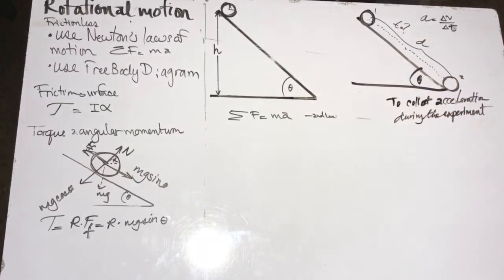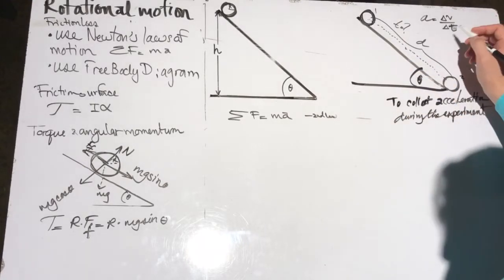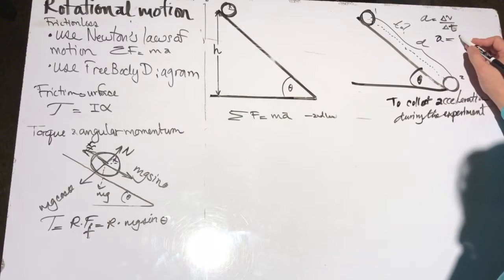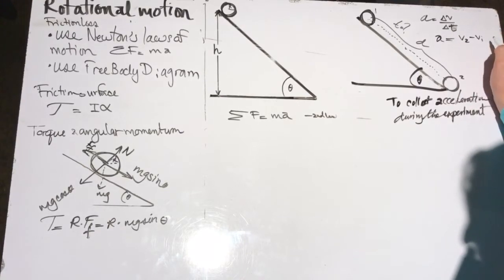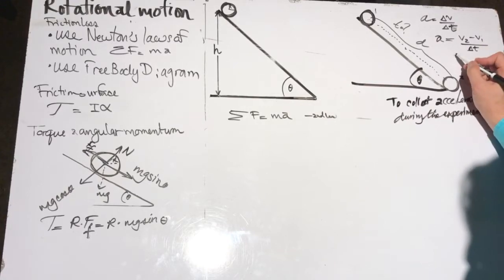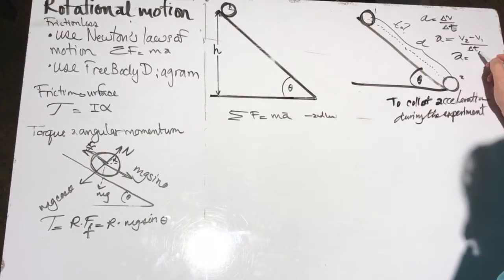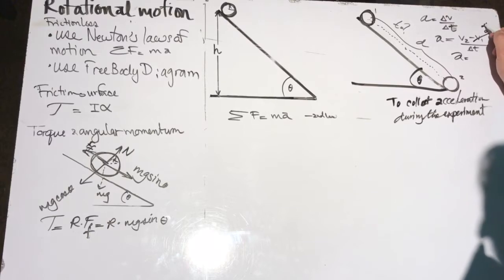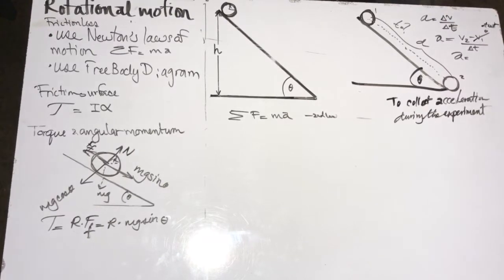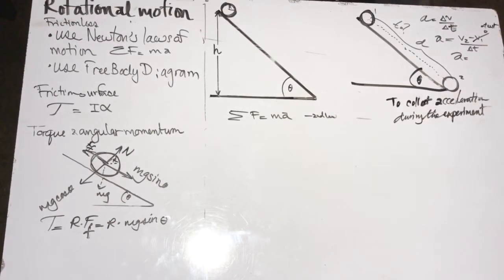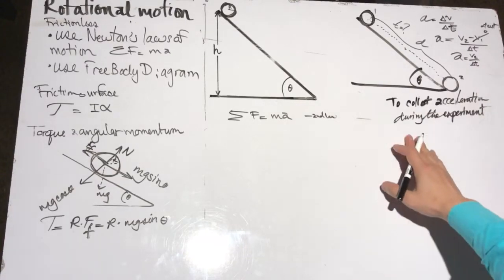So if you were able to figure out what the time is, then acceleration is equal to v2 minus v1 over the change of time. And one of the things that we notice is that v1 is equal to 0 because it is at rest. So basically, acceleration is equal to v final divided by time. That's how you would do it in the lab.